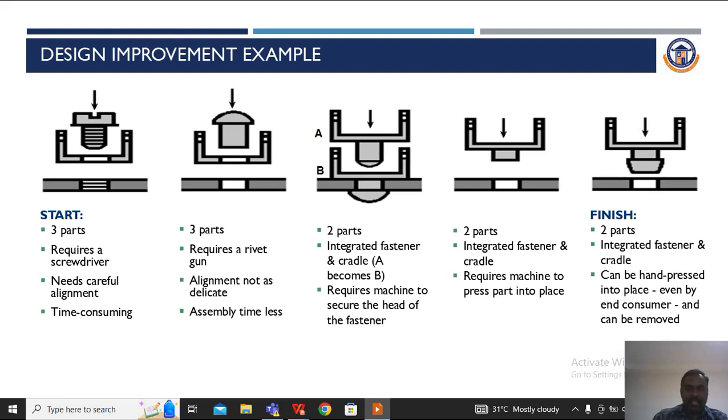It is self-fastening, and the number of components is also minimal, and it will be assembled manually. So the assembly time is also less, and the number of components is also less. So it ultimately leads to reduced product cost, and it will also reduce the time to market. So this is what DFMA will do for a product.